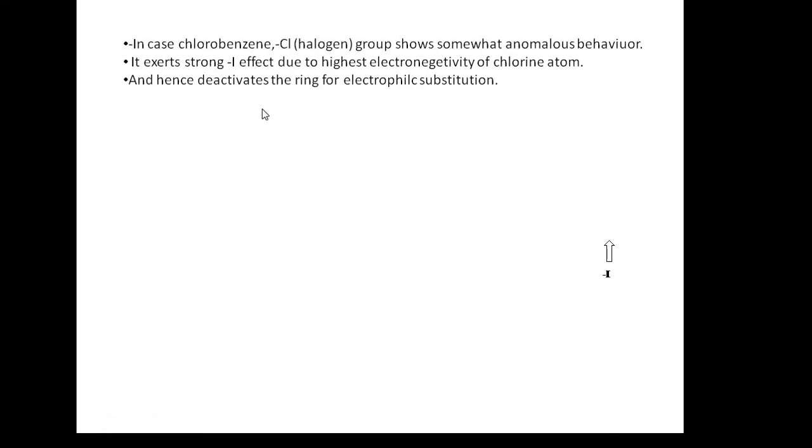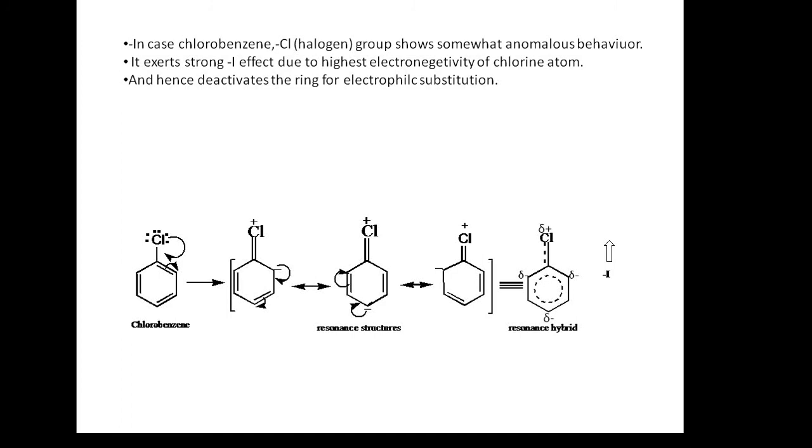Now coming to the next example, that is chlorobenzene, where chlorine is attached to the benzene ring, but this has somewhat anomalous behavior. That is, it exerts a strong electron withdrawing inductive effect, that is the -I effect, due to the highest electronegativity of the chlorine atom. So the inductive effect makes the ring electron deficient and hence deactivation towards electrophilic substitution occurs.